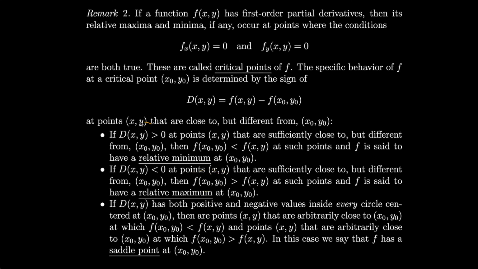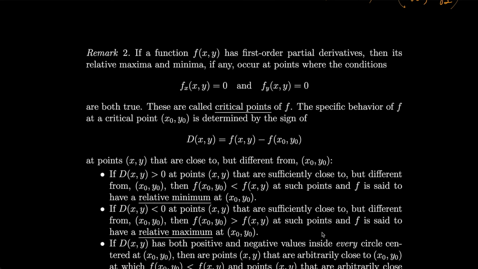So the idea is that if D is positive, then the function at (x0, y0) is smaller than all of the nearby points, so it must be a minimum there. And if D is negative, then f of that point we're investigating must be bigger than all the surrounding points, so there must be a maximum there. But if D has both positive and negative values inside every circle centered at (x0, y0), then there are points arbitrarily close to (x0, y0) at which f(x0,y0) will be smaller than f(x,y), but also points in which it would be bigger. So in this case, we say that f has a saddle point at (x0, y0).